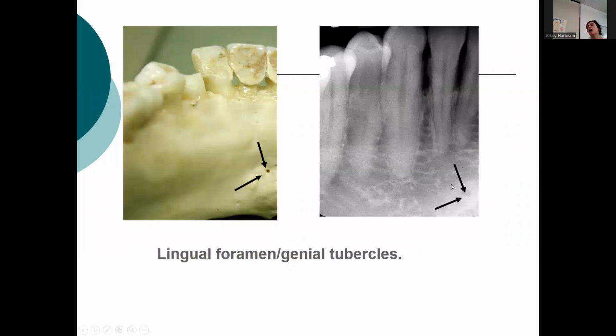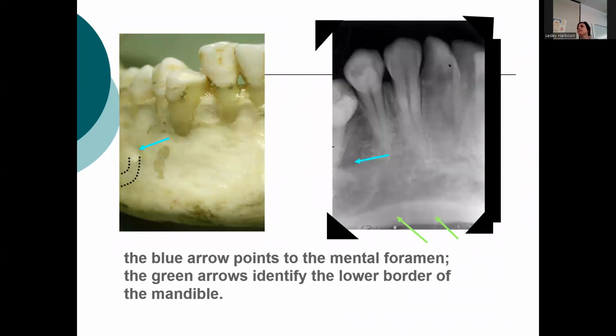Again, it's a canine shot, but it picked up a little bit of the lingual foramen, and it picked up the genial tubercles. And then here's the mental foramen in between the premolars, and then the inferior border of the mandible, the lower border of the mandible through there.